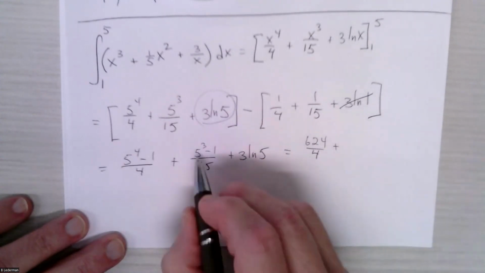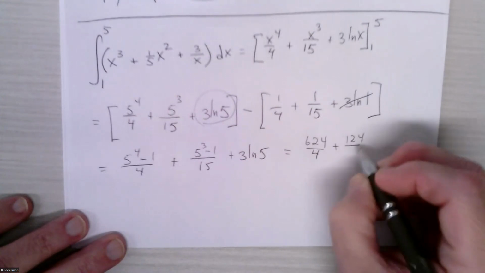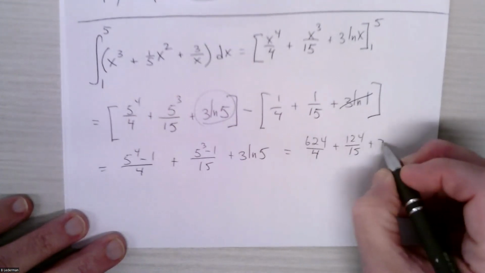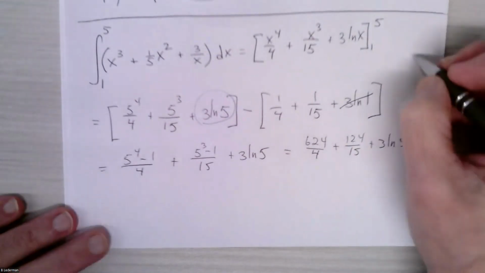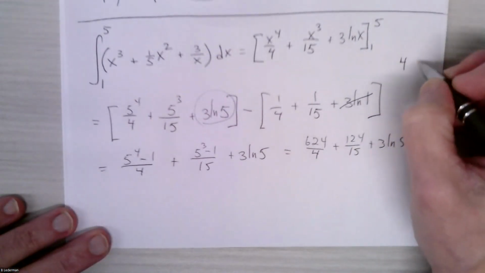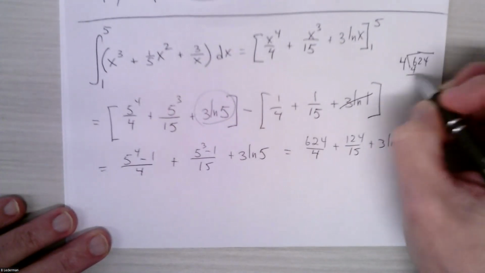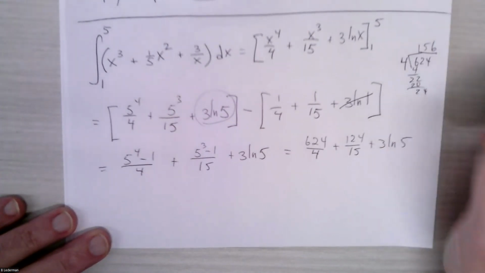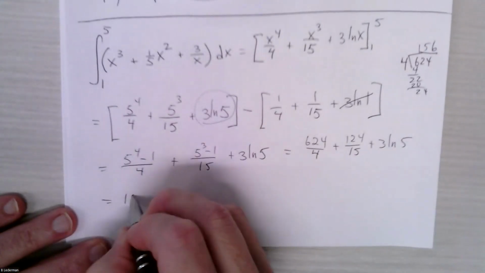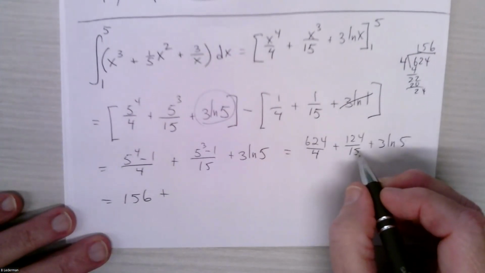Plus, that's 125 minus 1 is 124. It won't be a whole number over 15. Plus 3 ln 5. 624 over 4. Let's just divide that. 4 into 624, that's 156. This equals 156 plus, well, how many times does 15 go into 124?